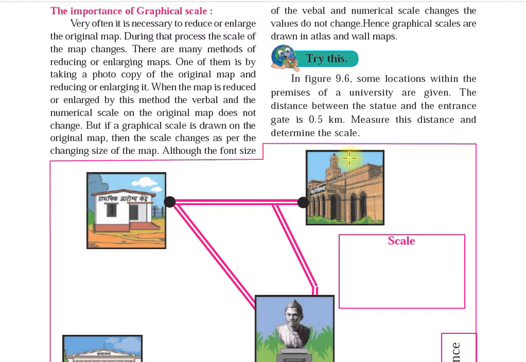One of them is by taking a photocopy of the original map and reducing or enlarging it. Reducing means to make it less and enlarging means to make it bigger in size. When the map is reduced or enlarged by this method, the verbal and numerical scale on the original map do not change. When you make a map smaller or larger in size, their measurements will not change. The numericals will remain the same.